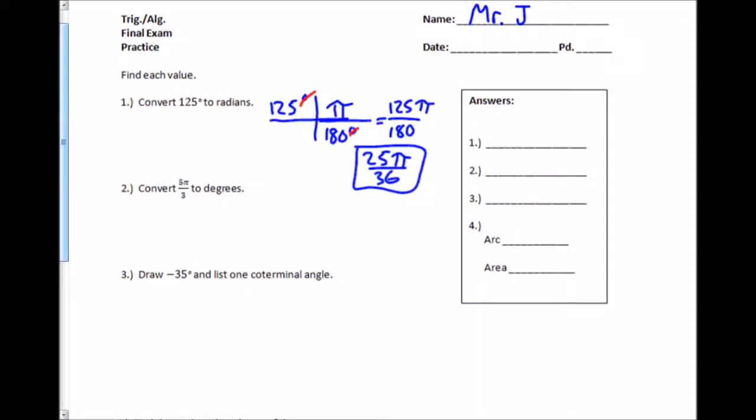Well, I'm going to do the same thing. I'm just going to set up some factor label here. So I've got this in terms of radians, so I need radians to degrees. Every pi radians, there's 180 degrees. And so what happens here is my units cancel, my pi's cancel. I just have 5 times the 180 divided by 3. And it looks like that gives me 300 degrees. And that's it. Okay, so we're just using a little bit of factor label.